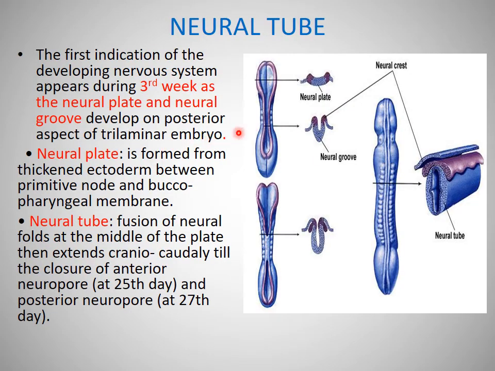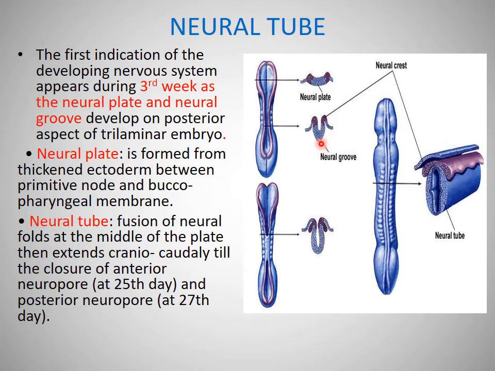Now, this is another view you can see here of the whole neural tube formation, and these thickened portions are the somites. So at the level of the fourth pair of the somites, you can see that the cranial portion develops into the brain, and the caudal portion develops into the spinal cord. Now, this is the thickened plate.